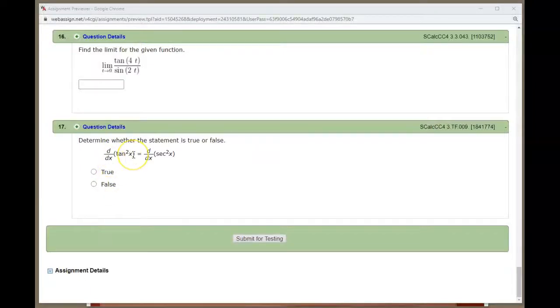For the last one, I recommend you write tangent x, take the derivative, and secant x, take the derivative, and see if you end up with the same answer.